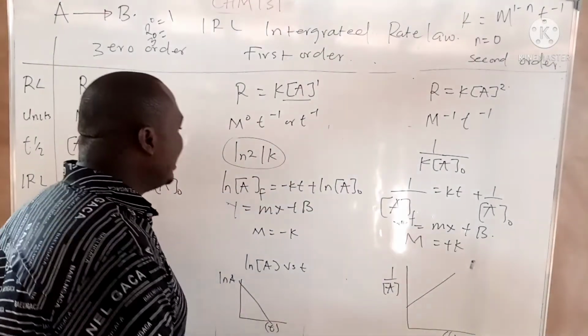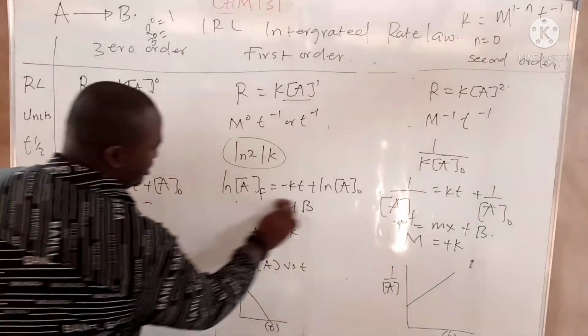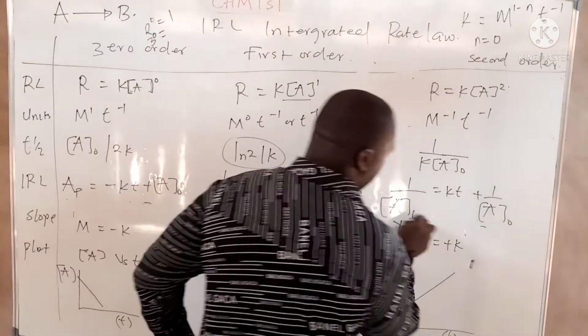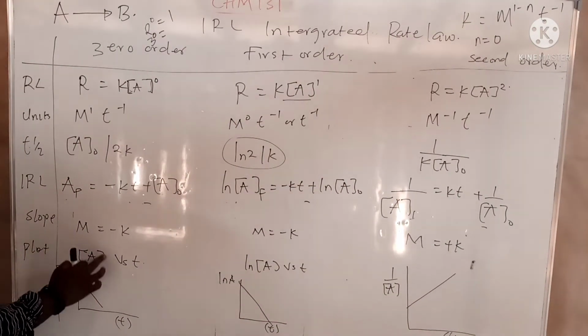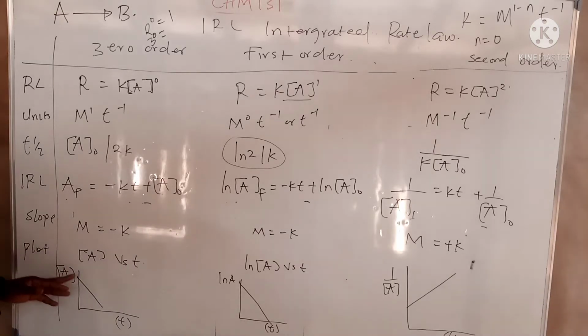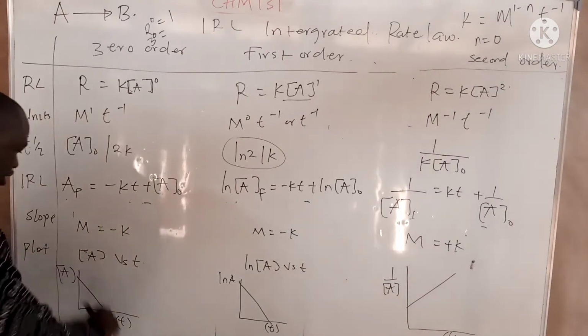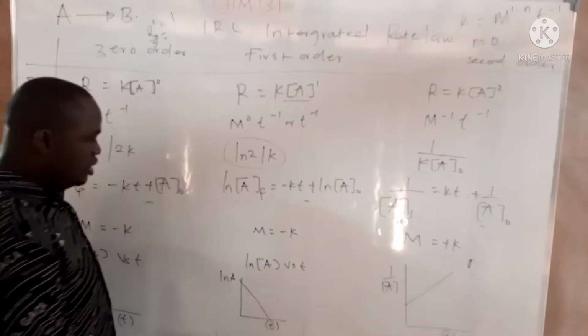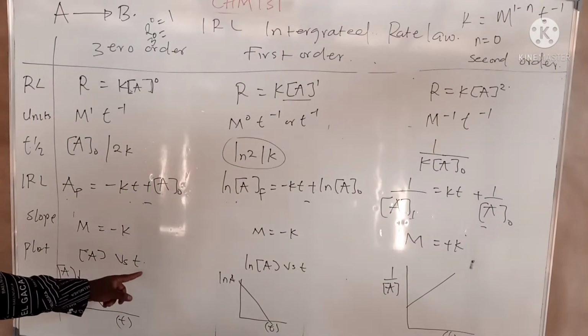Now, how do the graphs of zero order, first order, and second order look like? When I plot a graph of the concentration of A versus time, you can see clearly at the bottom, look at the one of zero order, you will see that it has a down slope. Why? Because we already calculated that the slope is negative, so it goes like this. And look at it, I'm plotting a graph of A versus t.